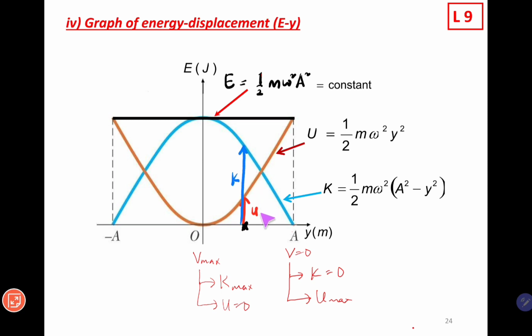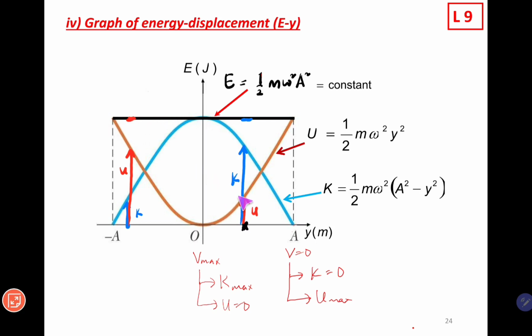Okay, so K plus U gives you E total. The energy is conserved. At this position, what happened? This is K. Where is U? This is U. Again, U plus K gives you E total. See, the energy is still conserved. At any position, the total energy still remains constant.